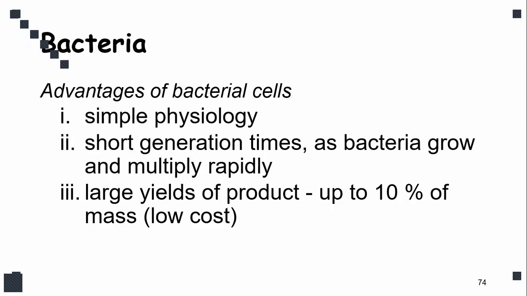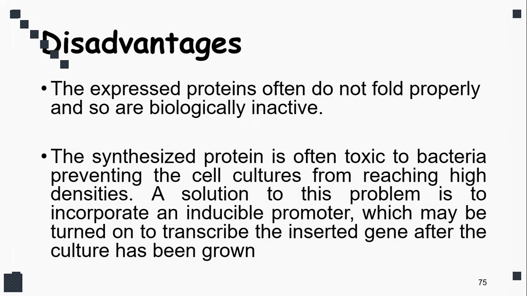Bacteria is very direct. E. coli, for instance, is very direct. And why is it very direct? Because for years, scientists have been studying E. coli and they have understood the basic biology and physiology of E. coli. So number one, it has simple physiology. Number two, short generation time, as bacteria grow and multiply rapidly. Number three, large yield of product, which is very important, about 10% of the mass, and at a low cost. So it becomes very important.